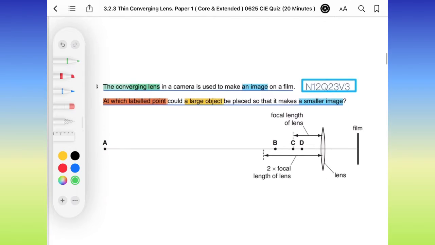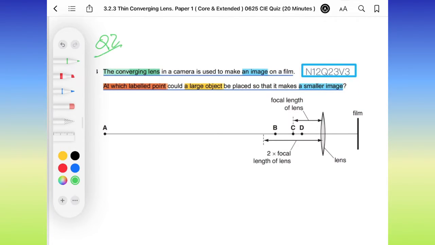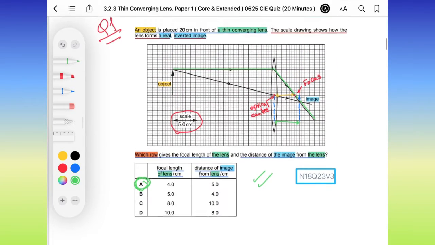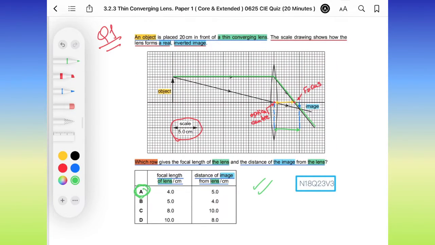Let's move to question 2. Question 2 is very important because we are, again, one more time, we are, guys, I would like to go back to question 1, please. Okay, question 1, if the question is asking you about the distance between the object and the lens, how can you measure or calculate this distance?